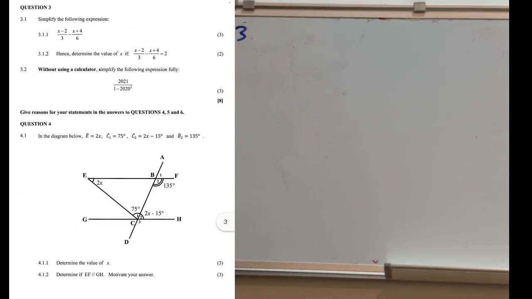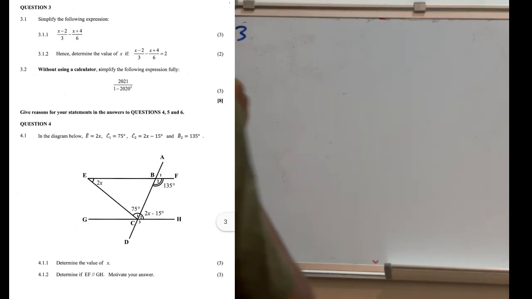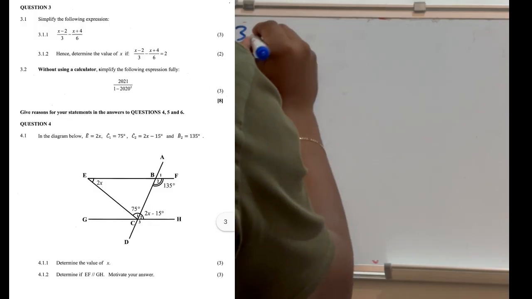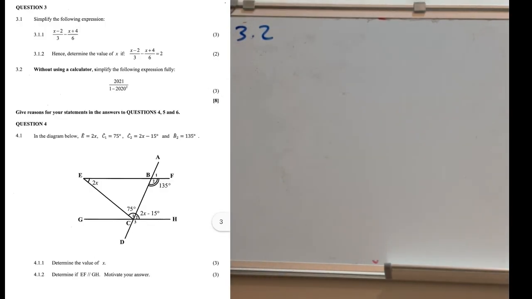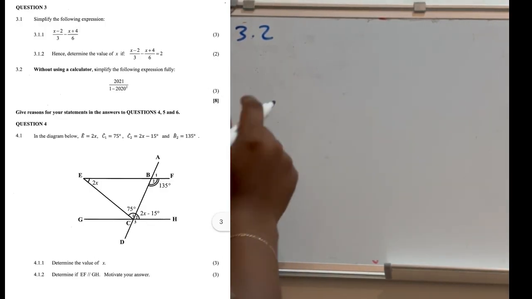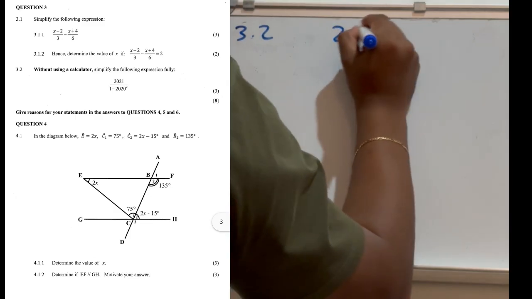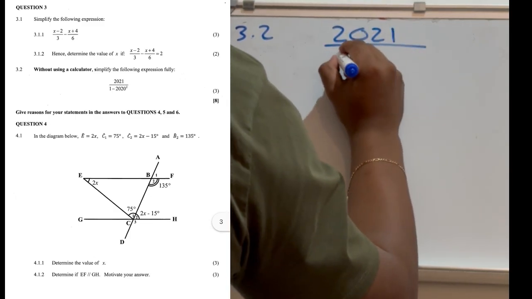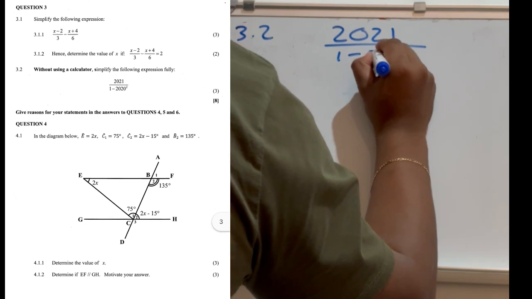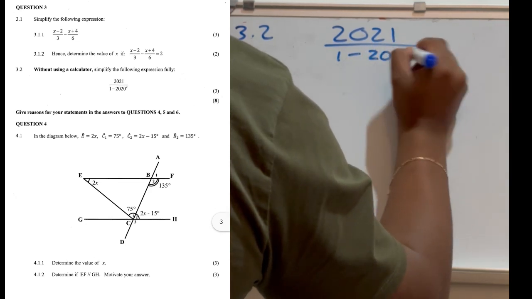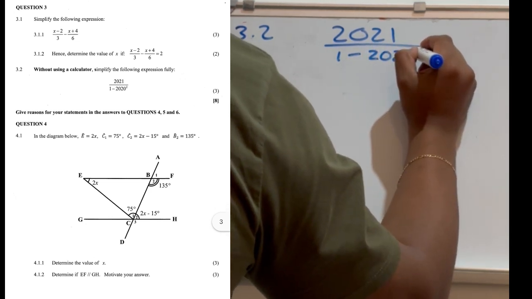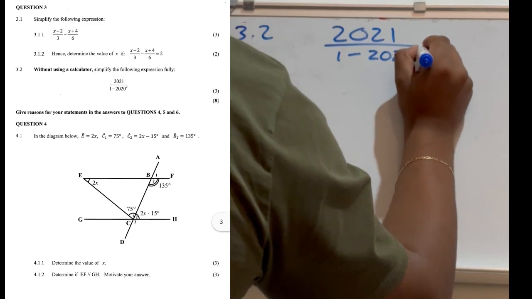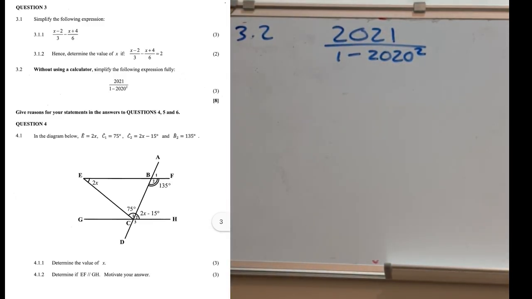Which is 3.2. They say without a calculator, determine 2021 over 1 minus 2020 to the power 2. Okay?